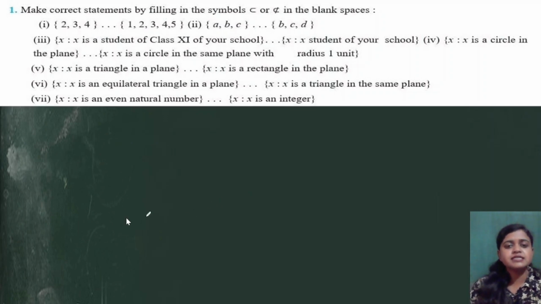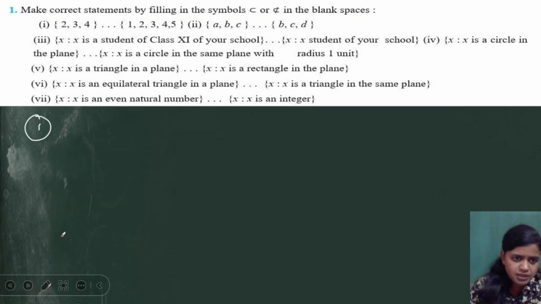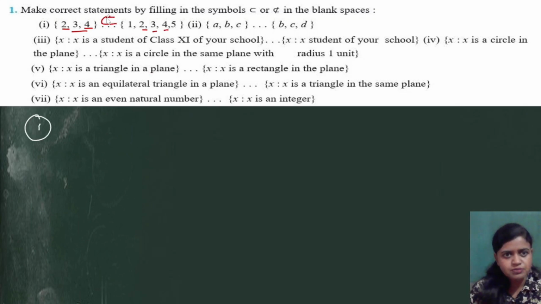Now we'll discuss exercise 1.3, question number 1, 2, 3 here. Make the correct statement by filling in the symbol subset or not subset in the blank space. In the first case, what can I write? {2, 3, 4} subset or not subset {1, 2, 3, 4, 5}. Obviously 2 is there, 3 is also there, and 4 is there. So you can put the subset sign here.